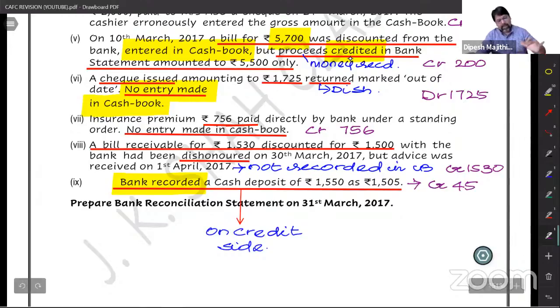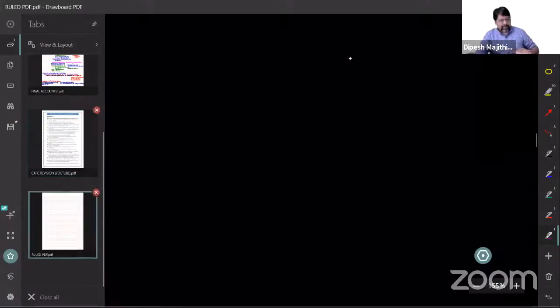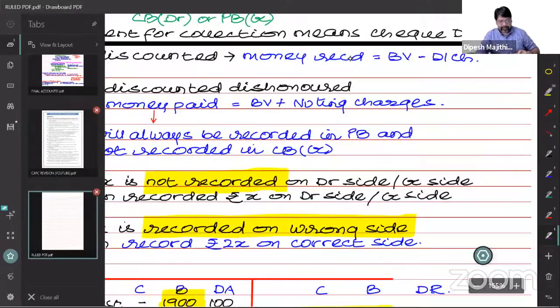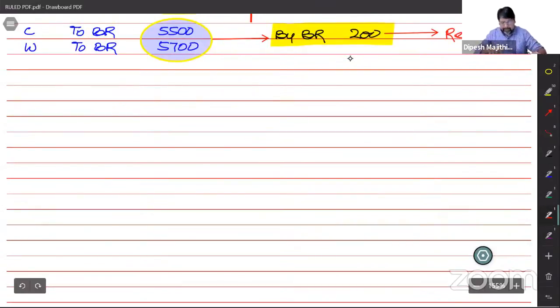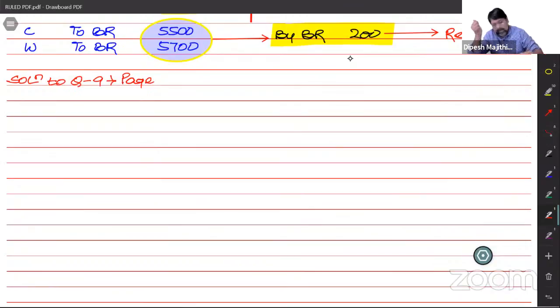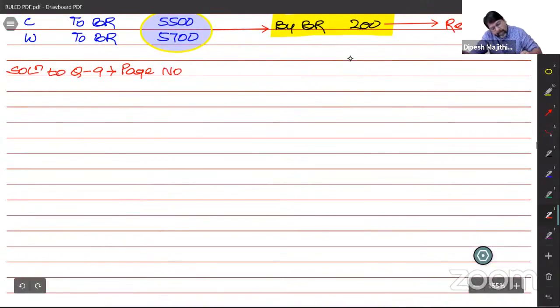Shall we start? Yes, sir. Now, solution number 9. Page number 8.